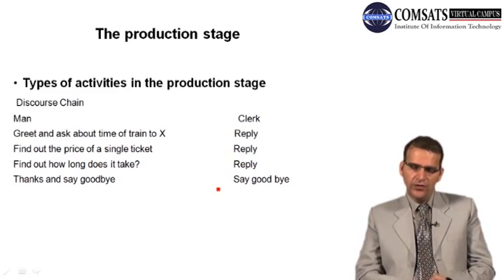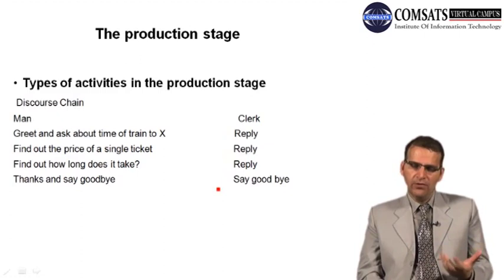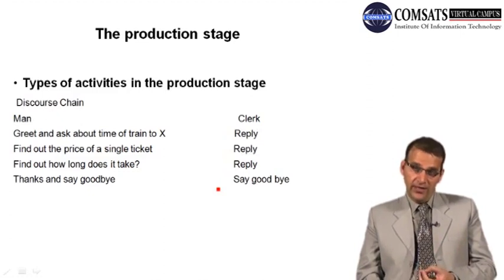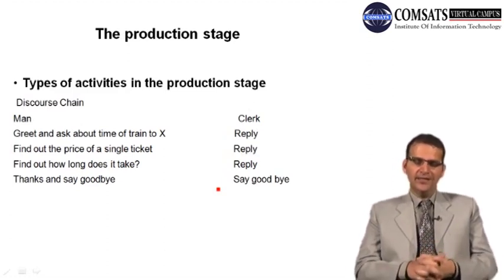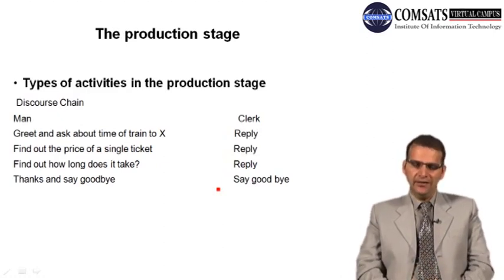Or there can be a discourse chain, like we see here. There is a man and a clerk. The man greets and asks about the time of a train. "Hello, assalamu alaikum, may I know the timings for the next train to Lahore?" "Yes, sure, why not?" "How much is the fare?" "It's 1,000 rupees." "How long does it take?" "It takes 8 hours." "Thanks," and say goodbye. This is again a discourse chain between a man and a clerk.